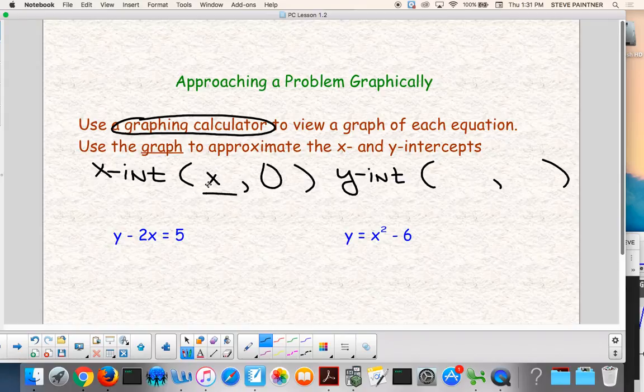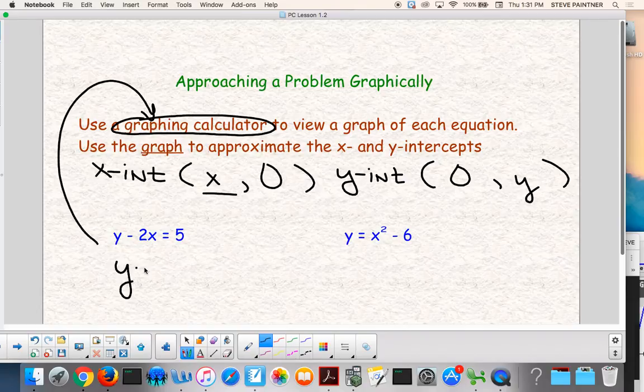Now, in the y-intercept, what do you know? Which one do you know? X is 0. Y, you have no clue what it is. No. But we're gonna find it out. All we're gonna do is graph these. Now, when you graph this in your graphing calculator, you can't until you do one thing, and that is solve it for y.